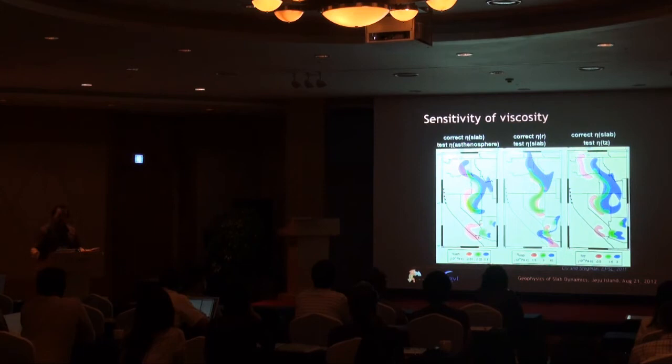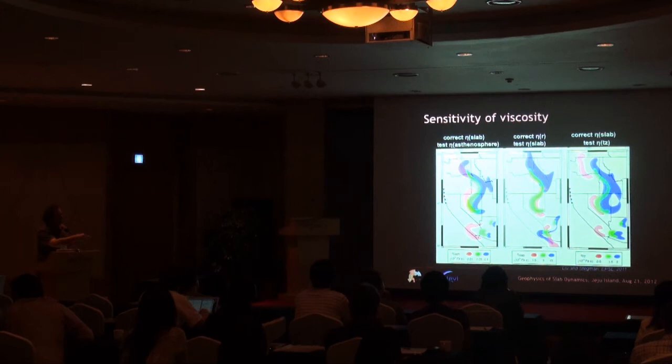And then in this case, we're showing the sensitivity to the transition zone viscosity. Again, the correct shape agrees very well with the tomography, with lots of different tomography models that are all in agreement. If it's very weak, then you'll get these broken up pieces, but they're spaced too far apart.